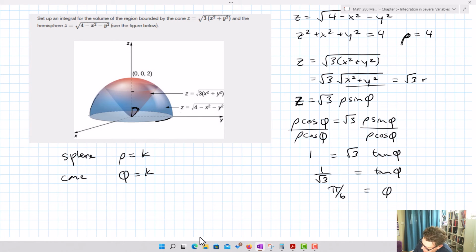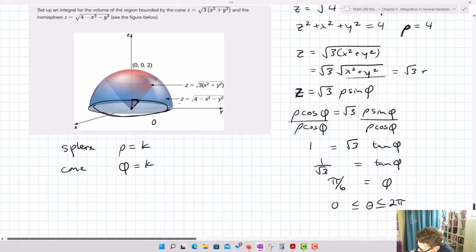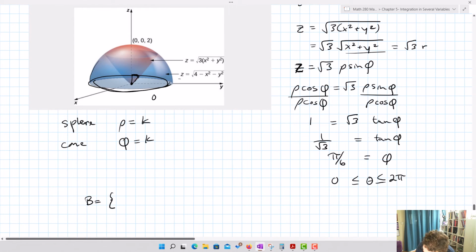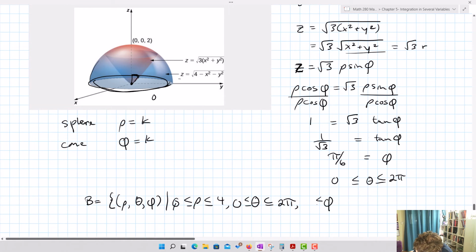So we found the values for rho and phi. Rho starts at 0 because we want all the distances between 0 and 4, and phi goes between 0 and pi over 6. Theta just goes from 0 to 2 pi. So the box I've generated, B, is the set of rho, theta, phi such that rho is between 0 and 4, theta is between 0 and 2 pi, and phi is between 0 and pi over 6.